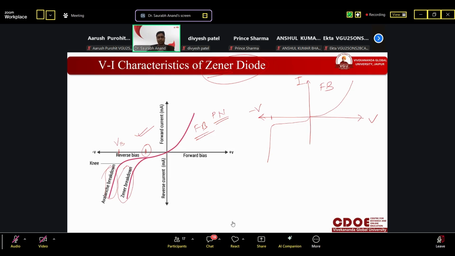Getting this or not? In forward bias, p-n junction and Zener are the same; it will work like a p-n junction diode. But in reverse bias, the p-n junction will start conduction at very high voltage, but Zener diode will start conduction at a very low value, right? Any doubt?